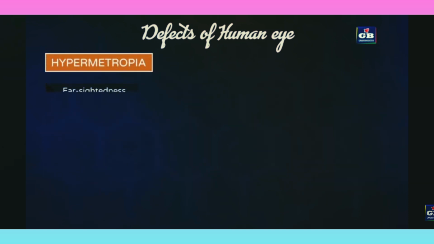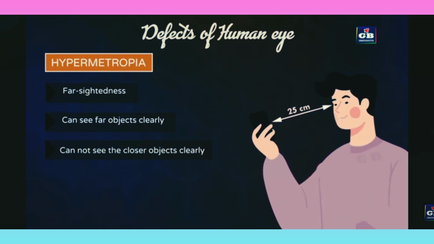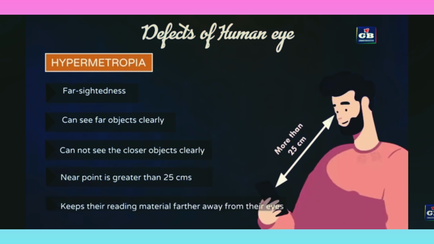Second one, hypermetropia. This defect of eye is called far-sightedness. Persons with this defect can see the far objects clearly but cannot see the nearby objects clearly. We learned that the normal near point of human eye is 25 centimeters. But for a hypermetropic person, the near point is farther away from 25 centimeters. Hypermetropic persons keep their reading material much beyond 25 centimeters from the eye for comfortable reading.